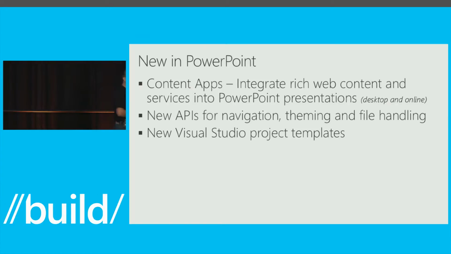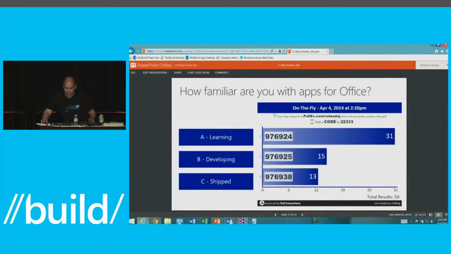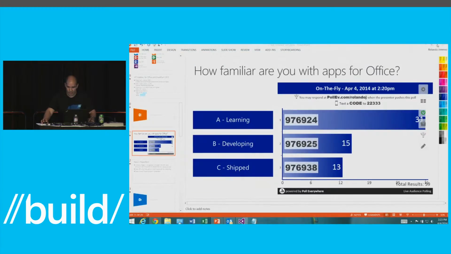We didn't see these, but we also have some APIs that allow you to do navigation across slides, inherit the theming, and also do some file handling at the PowerPoint level. Visual Studio, of course, also comes with new project templates that allow you to create these types of apps. So we're trying to make it really easy. Let's jump to Outlook. So this is a Power Hour. We're going to do a series of demos to try to show you the breadth of all the investments that we are doing. So I'm going to close here.